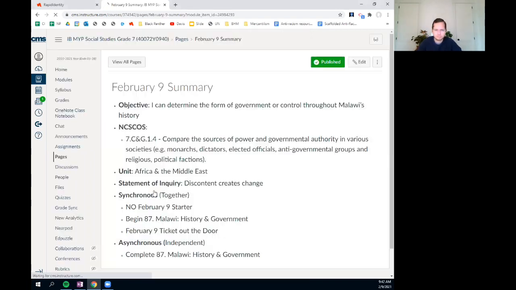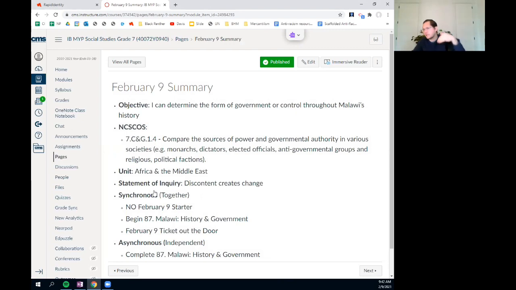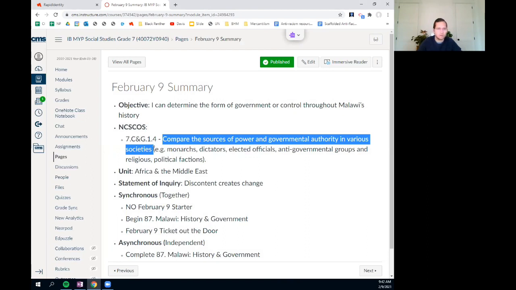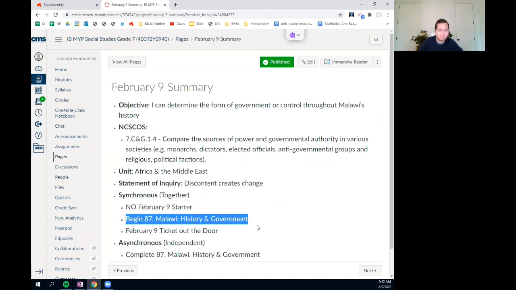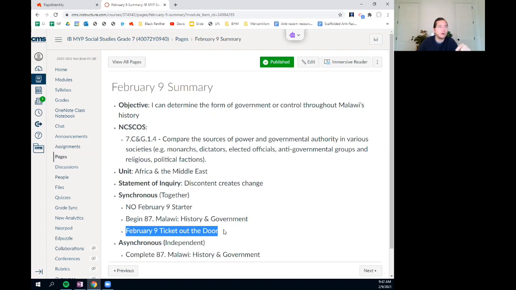Okay, let's look at the summary. Today, you're going to determine the form of government or control throughout Malawi's history. We're going to look at Malawi's history today, and you're going to have to identify the type of government or form of control in Malawi during these different events, different time periods. We're going to compare the sources of power and governmental authority in various societies. That's our North Carolina Standard Course of Study. Africa and the Middle East is our unit. Discontent creates change, our statement of inquiry. No starter today. We're going to begin page 87, Malawi history and government, and then the ticket out the door, February 9th. Your asynchronous work is to complete page 87, Malawi history and government.